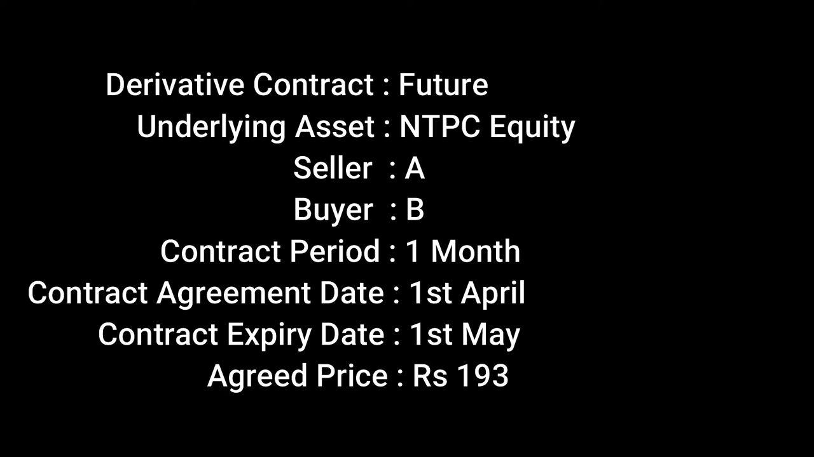193 in our example. Then what is this predetermined date? Mr. A and Mr. B agree that we complete the selling and buying transaction today itself, but we settle at a later date. What is that later date? After 1 month, 2 months, or 3 months, or 1 year, or 10 years, whatever it is. Usually in derivatives, importantly equity derivatives, it is 3 months: 1, 2, 3.